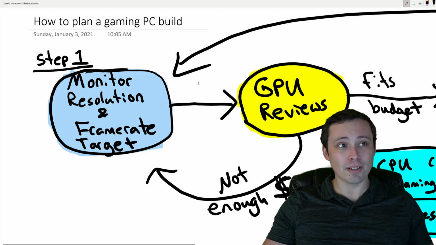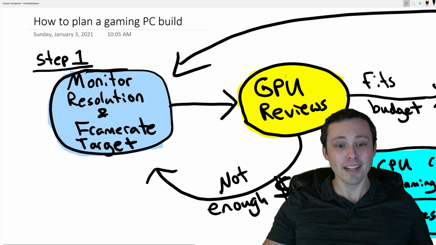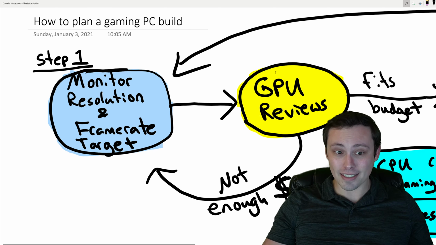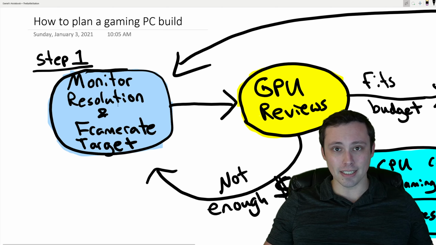Now, you might have been originally thinking, I want to do 4K gaming. Then you look at GPU reviews, how they're running the games, and how much those things cost. Now you might suddenly be like, I don't have enough money. Let's revise that. Maybe drop down to 1440p, that kind of an idea here.